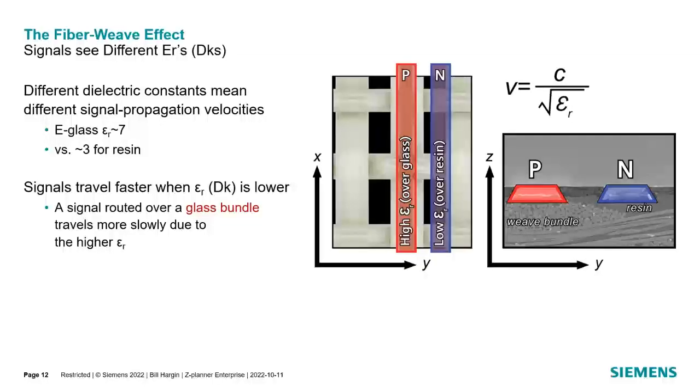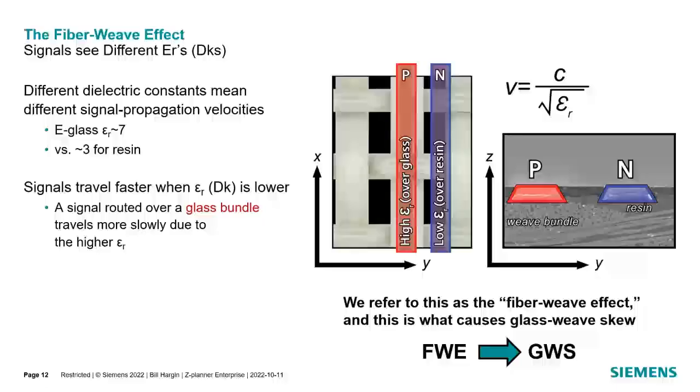Signals travel faster when the Dk is lower. And you can see the relationship over here, that the velocity of propagation, inversely proportional to the delay, is also inversely proportional to the Dk. So a signal routed over a glass bundle is going to travel more slowly due to the higher effective Dk. And so this one is going to propagate more slowly than this one. And that's what we refer to as the fiber weave effect. And this is what causes glass weave skew. So we've married the two concepts of fiber weave effect, which a lot of people have heard of, and glass weave skew with this slide.